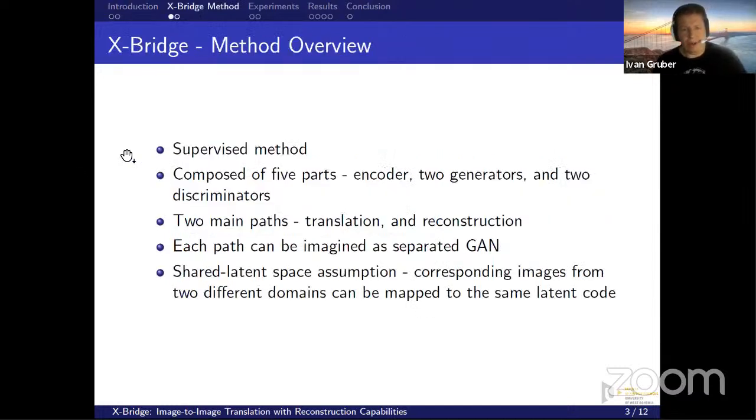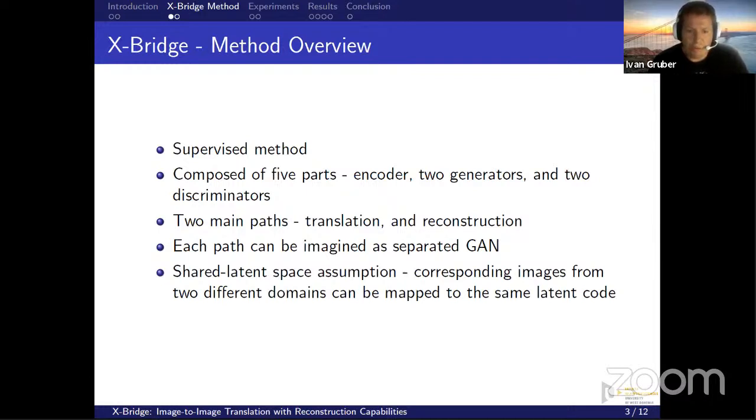Now already for the X-Bridge method, as was already mentioned, it's based on generative adversarial networks. It's a supervised method, and it's composed of 5 main parts: 1 encoder, 2 generators, and 2 discriminators. These 5 parts can be divided into 2 main paths. I will talk about these paths in more detail later. The first path is translation, and the second path is the reconstruction path. Each path can be imagined as a separate generative adversarial network.